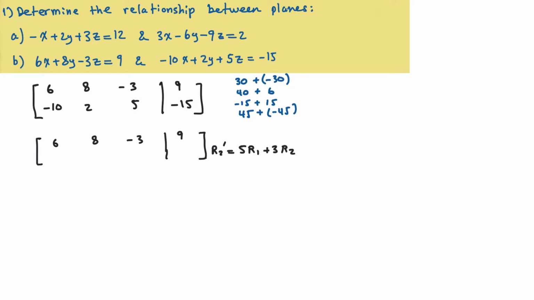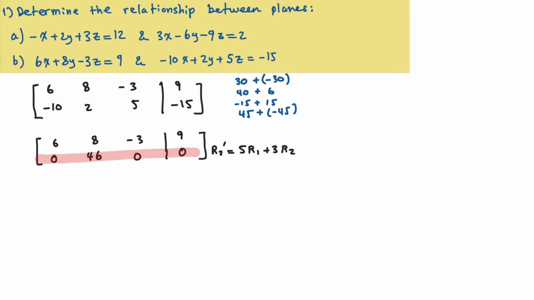30 plus negative 30 is equal to 0. 40 plus 6 is 46. Negative 15 plus 15 is 0, and 45 minus 45 is 0. Okay, let's use our last row here to start our solution. So we have our augmented matrix in echelon form because we have the bottom left corner here as 0.